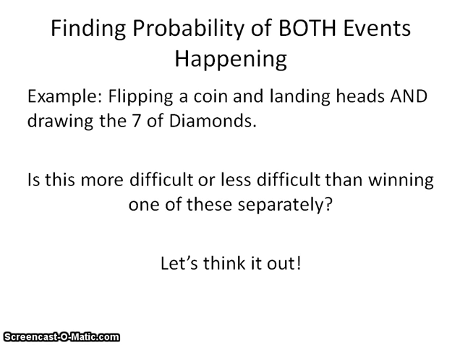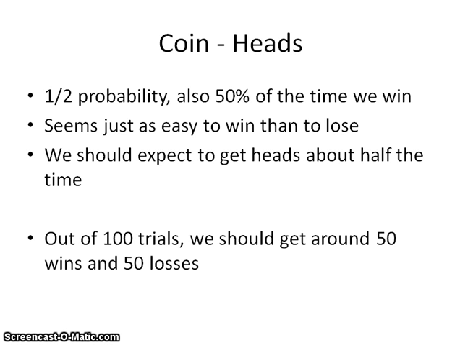So what do you think? Is this going to be more difficult or less difficult than winning one of these separately? We know flipping a coin is 50-50, or 50%, also known as one half. And drawing the seven of diamonds, well, that's 1 out of 52 cards in the deck, so it's 1 out of 52. It's very close to 2%. So we're going to look at this, and we're going to see whether or not doing those together could change the odds.